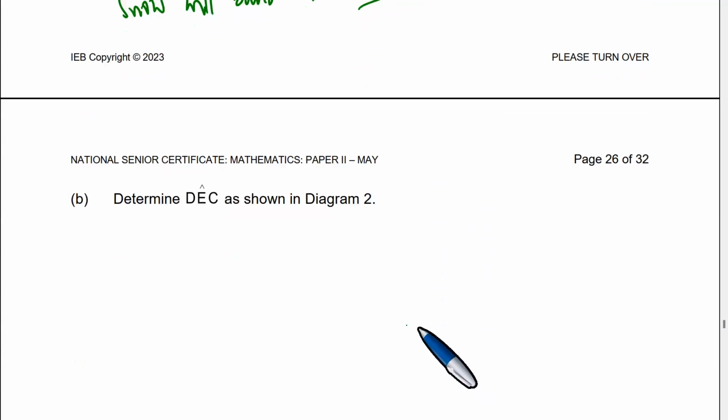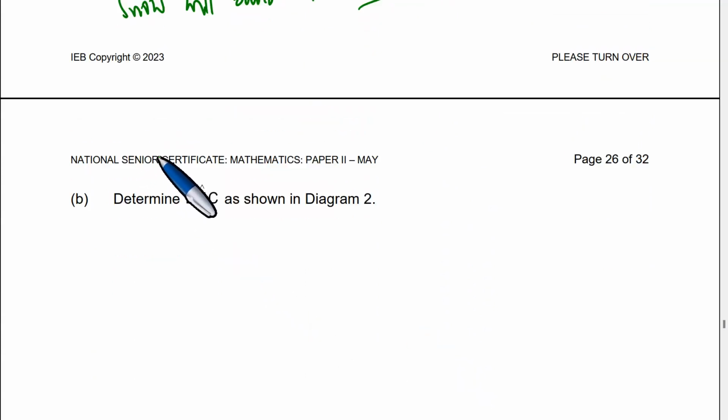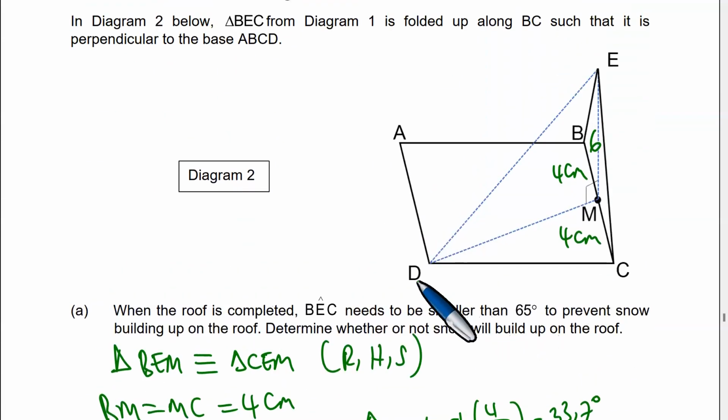Next question. Right, to determine DEC as shown in diagram 2, determine angle DEC as shown in the diagram. Let's find that one.